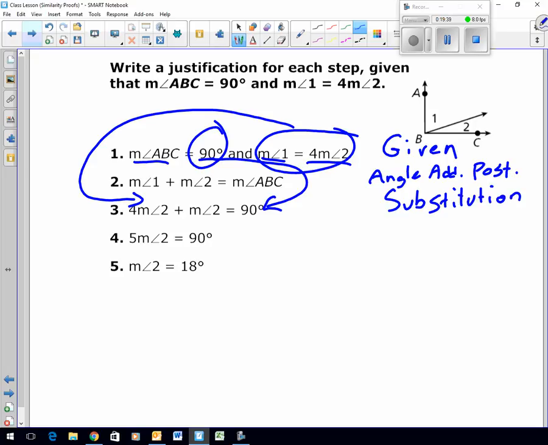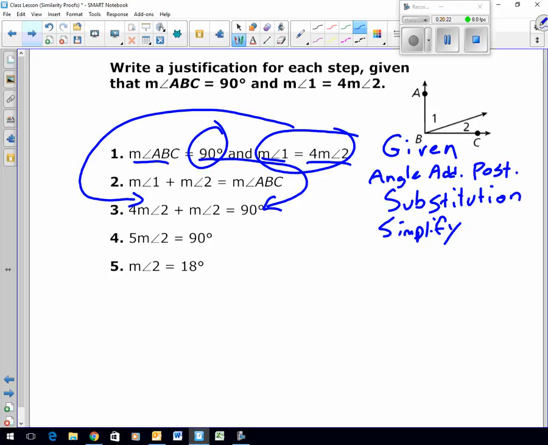Okay? Now, let's make this into an algebra problem. I got 4 times the measure of angle 2 plus 1 times the measure of angle 2. How many measures of angle 2 do I end up with? Five, right? If we drew this out, it would be measure of angle 2, measure of angle 2, measure of angle 2, measure of angle 2, and we add one more to it. That would be 5 times the measure of angle 2. How did I go from here to here? They're going to call this simplify. If you want to call it combine like terms, I'm fine with that.